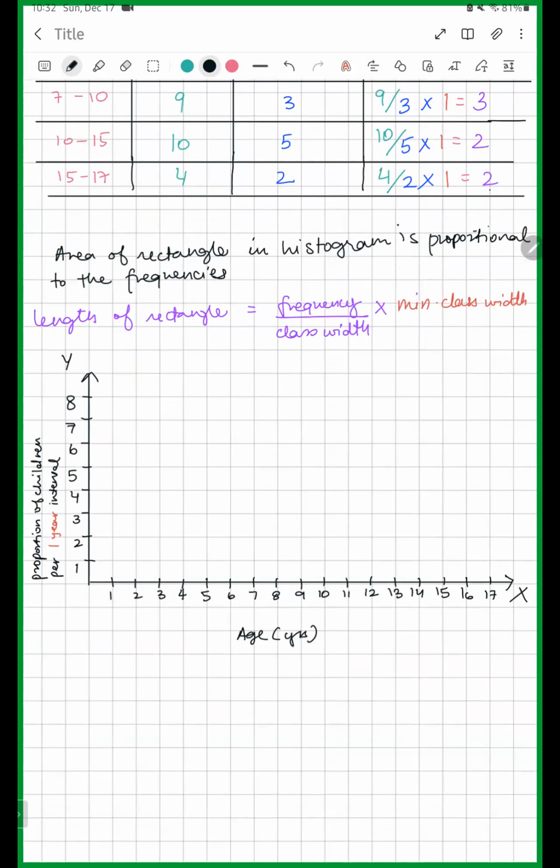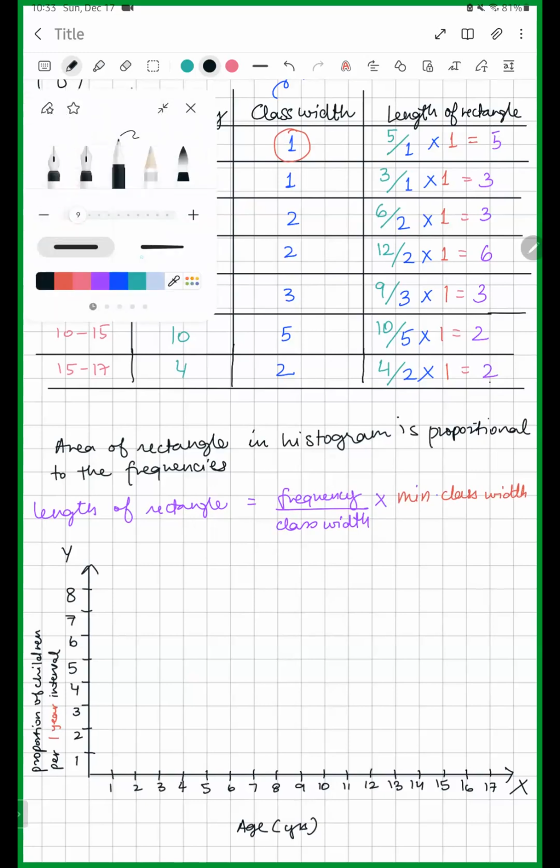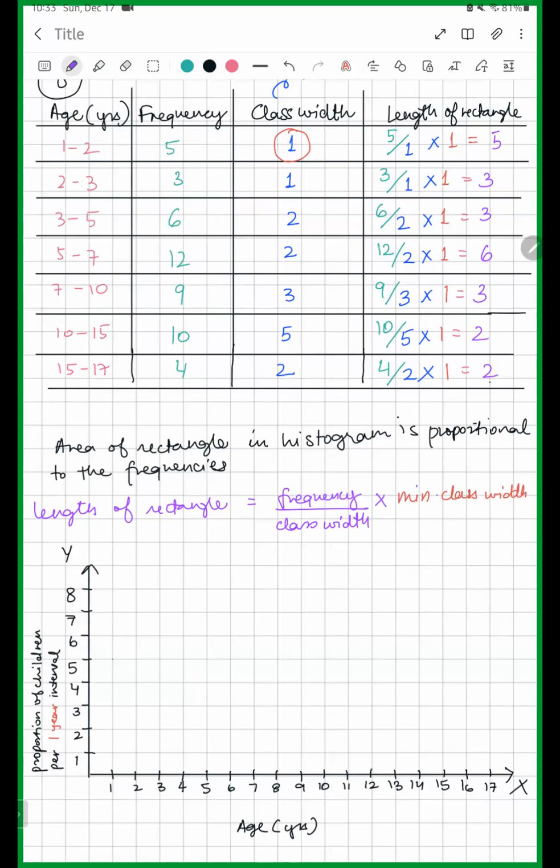Now, the first one, for age group 1 to 2, the length of the rectangle is 5. So you have to take it all the way till 5. Okay. Can you see the length of the rectangle is 5? So from 1 to 2, it is 5. Then similarly from 2 to 3, it is 3. So we have to take it till 3.